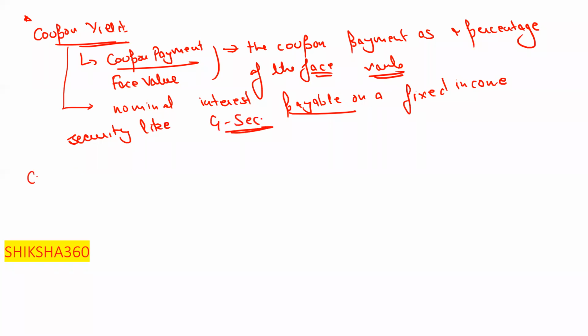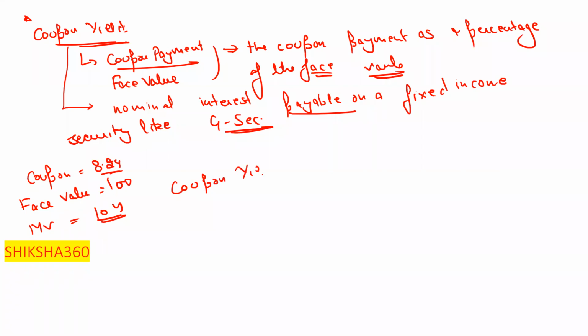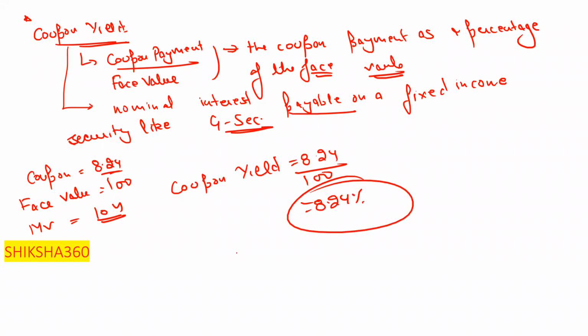Example: the coupon here is 8.24, the face value given is 100, and the market value is 104 rupees. So what is the coupon yield? That is 8.24 upon 100, that is 8.24%. So this is our answer.